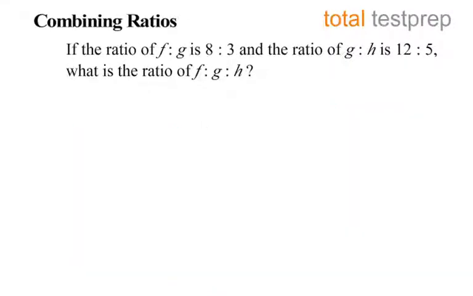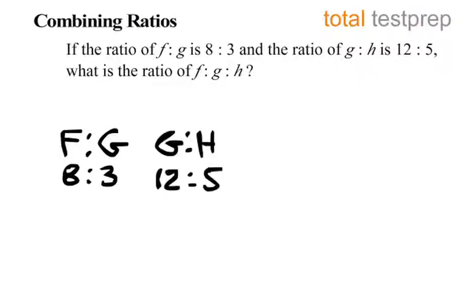Let's try one more. If the ratio of f to g is 8 to 3 and the ratio of g to h is 12 to 5, what is the ratio of f to g to h? F to g is 8 to 3, g to h is 12 to 5. The g's are the common terms. We have to make sure that their numbers are the same. Here there's a 3, and in the ratio on the right there's a 12, so they're not the same. So we need to multiply both parts of the ratio on the left by 4 to get 32 to 12. That's the same as 8 to 3.